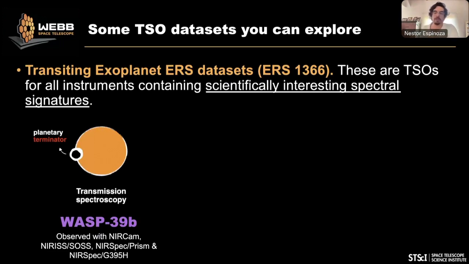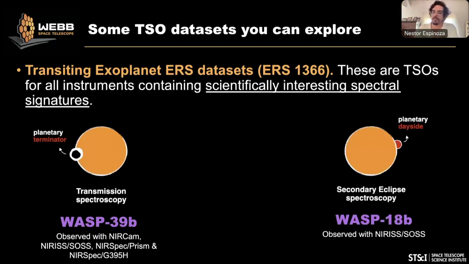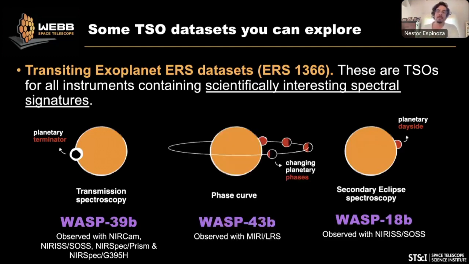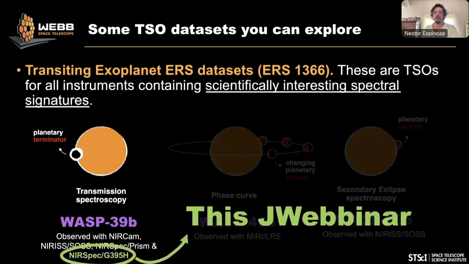Again, this is just one of the amazing things the ERS team did. They also got a secondary eclipse with NIRISS SOSS for WASP-18b, which is when the planet passes behind. And they also measured a full phase curve of an exoplanet, WASP-43b, with MIRI LRS. Today, we will be focusing on the observations of WASP-39b for NIRSpec G395H. This is what this JWebbinar will be focused on.